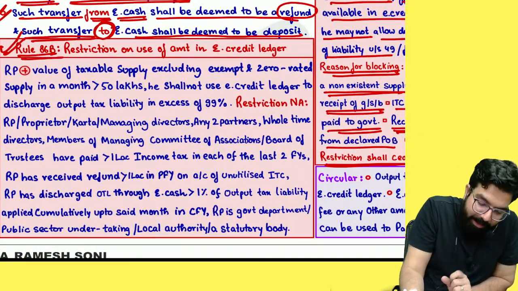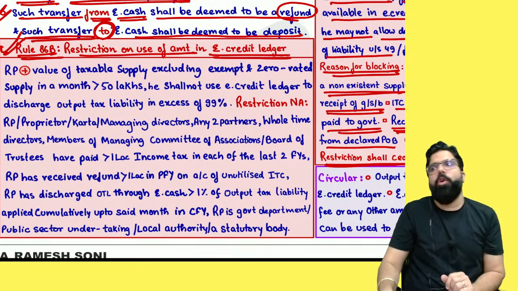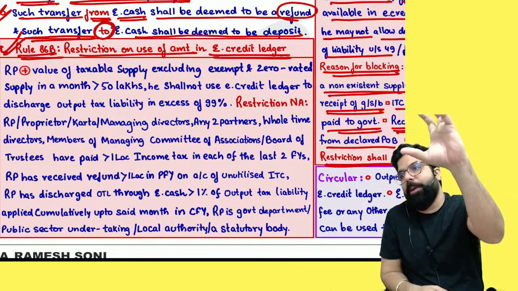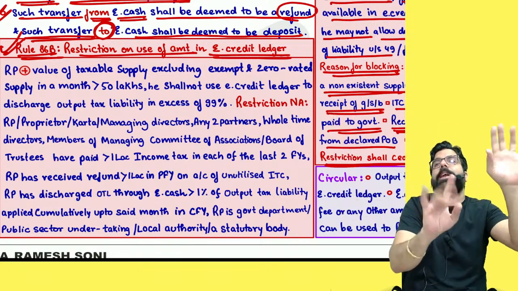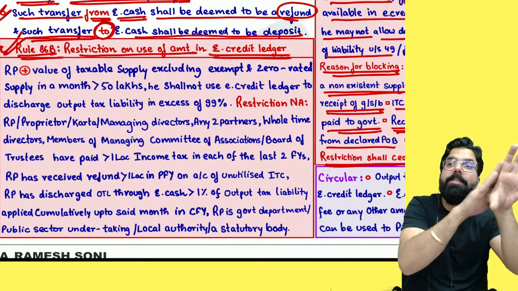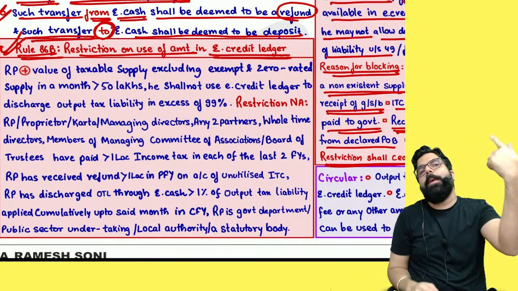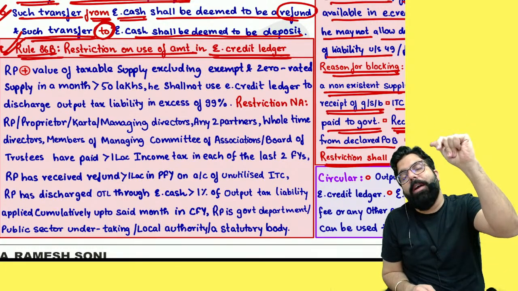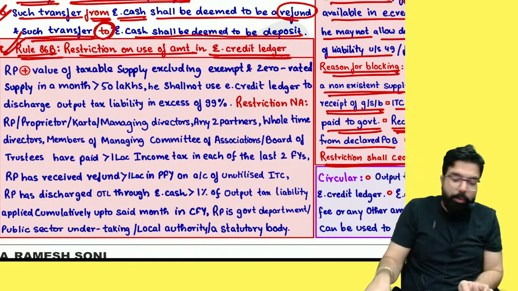Rule number 86B is telling that whenever there is a restriction on use of amount in the e-credit ledger, the government is telling, Ramesh, of your e-credit ledger, whatever is your liability, you can't use your e-credit ledger completely. Of your liability, 1% has to be paid in cash. Means only 99% you can use your credit, remaining 1% has to be paid in cash. For example, my liability is 1 crore rupees. How much can I use my credit? Louder. 99 lakh. 1 lakh has to be paid in cash. So that's what they are telling.